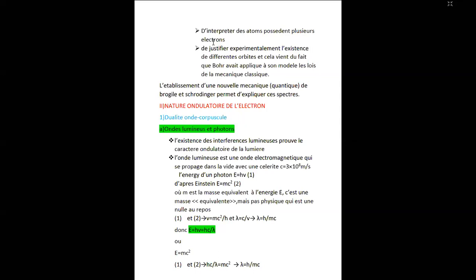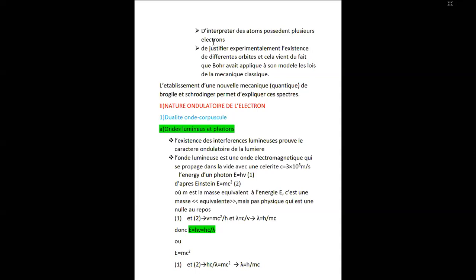He used a postulate, an assumption. So he could not show experimentally that there existed different orbitals or different shells. He couldn't show an experiment demonstrating shell N1, shell N2, shell N3. He was incapable of doing that, and this was because he used classical mechanics, which just describes the movement of an object.